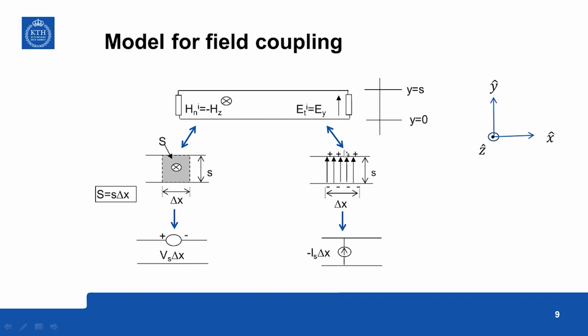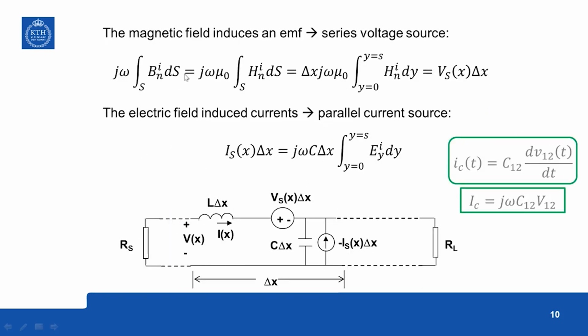So this is the model for electric field interaction. We will find how we can find this Is and Vx in the later view graph. The magnetic field induces an EMF, a series voltage source, given by the surface integral of the rate of change of the flux.